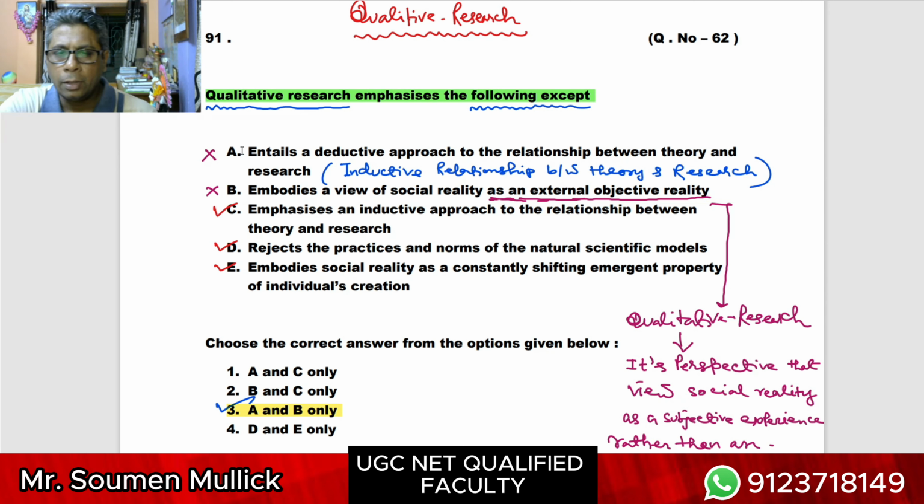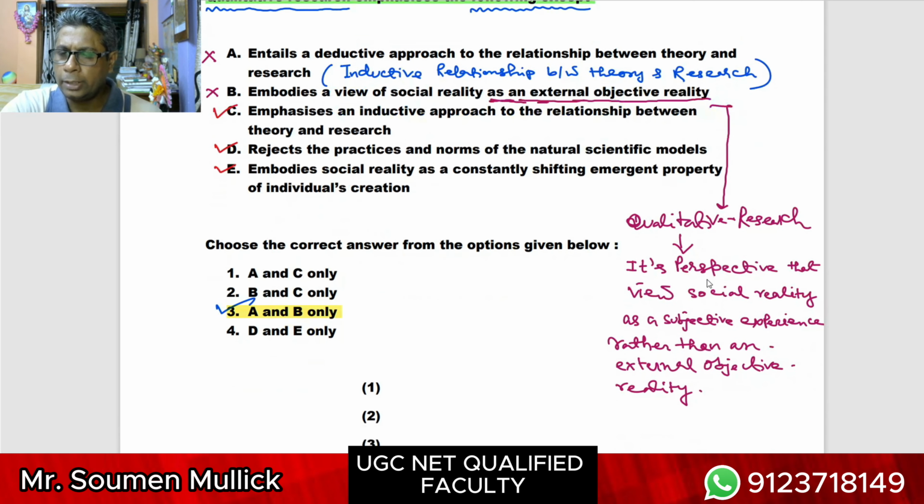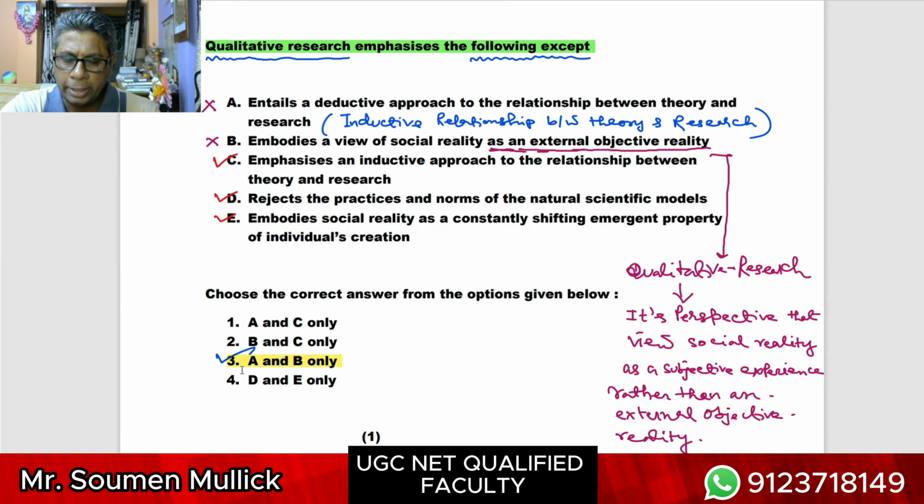So statement A, entail a deductive approach to the relationship between theory and research, this is wrong. Qualitative research is the inductive relation between theory and research. And embodies a view of social reality as an external objective reality? No, qualitative research views social reality as a subjective experience, not objective, rather than external objective reality. So option number 3, A and B only, is the correct.